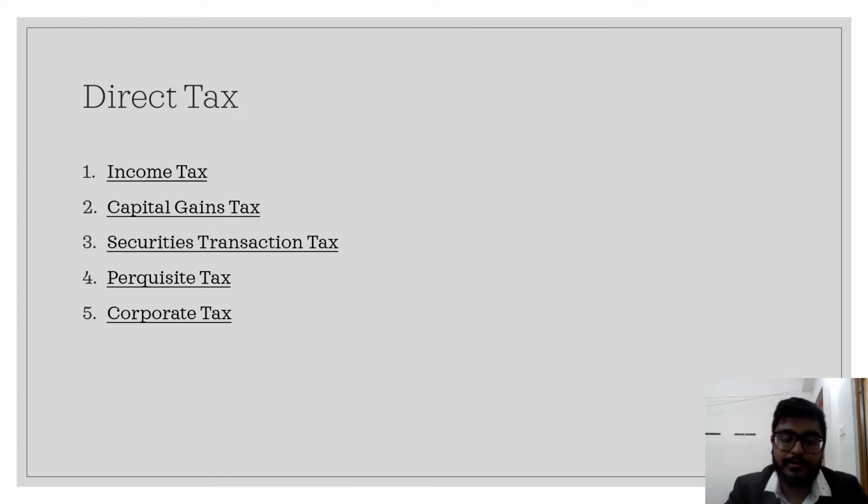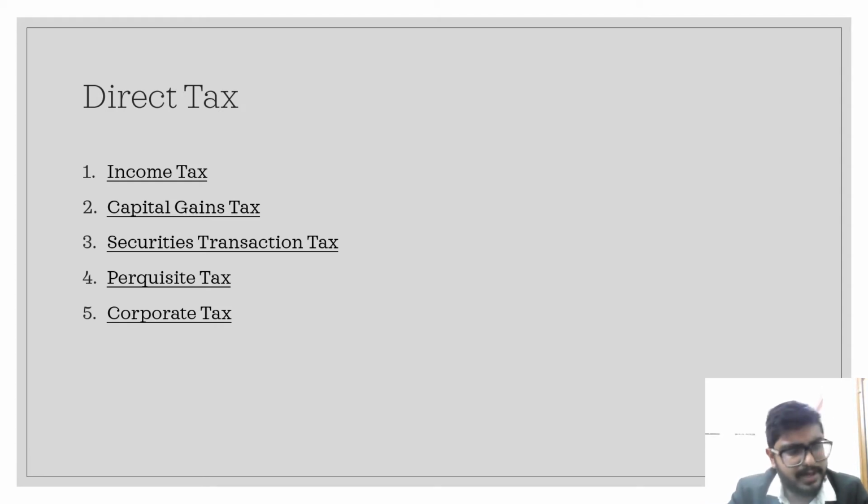The third type of direct tax is securities tax or securities transaction tax. This tax is levied basically when you trade shares, securities, bonds, etc., and the tax amount is based upon the share's price as well as the amount of money you gain from selling the security. That's all we have to learn about securities tax.